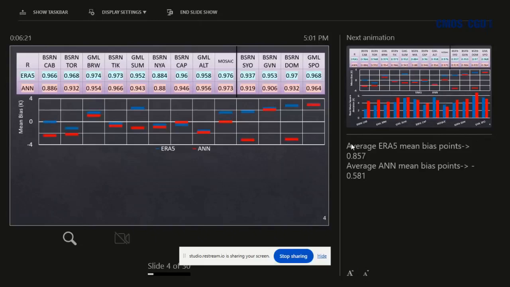And then if we look at the mean bias of the data set, you can see ERA5 has a slightly positive mean bias in blue points. Sorry if these are hard to see. And then the neural net actually tends to have a slightly negative mean bias.